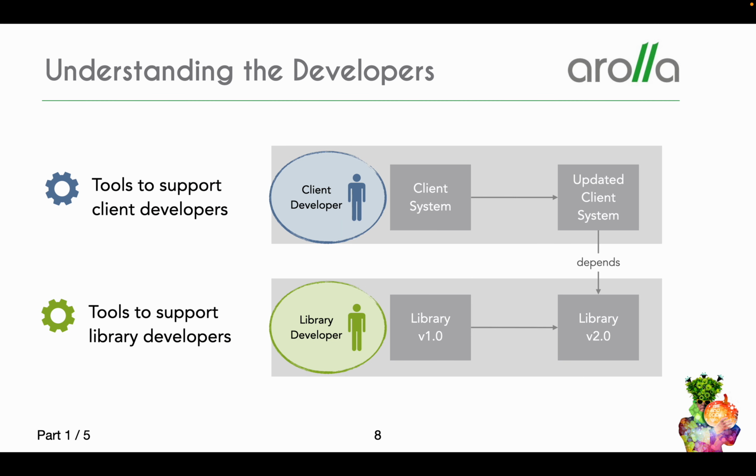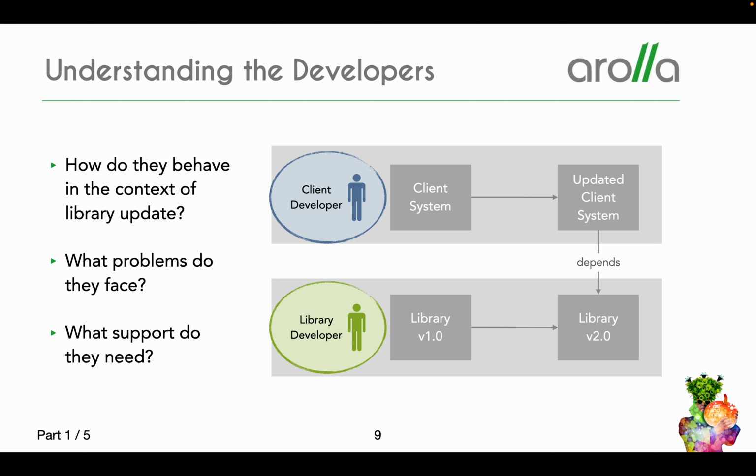Now, both library evolution and library update can be very difficult and time-consuming for developers, which is why recently there were many approaches proposing tools that would support either client developers or library developers or both of them in their interaction. And when building these tools and proposing approaches to support the developers, we need to understand how they behave in the context of library update and library migration. What problems do they face and what is the type of support that they need?